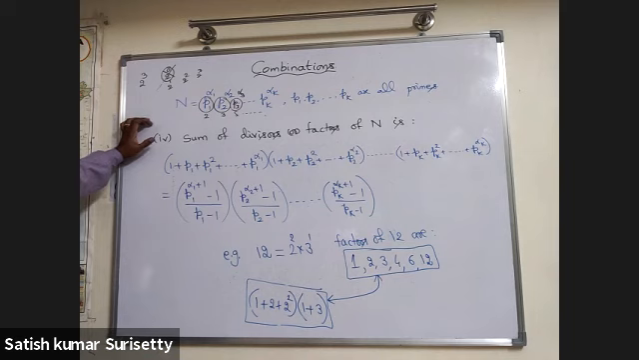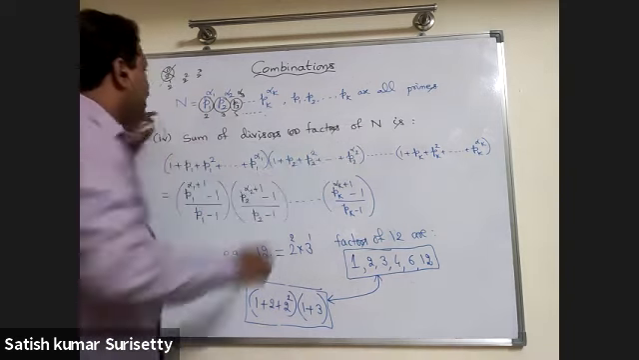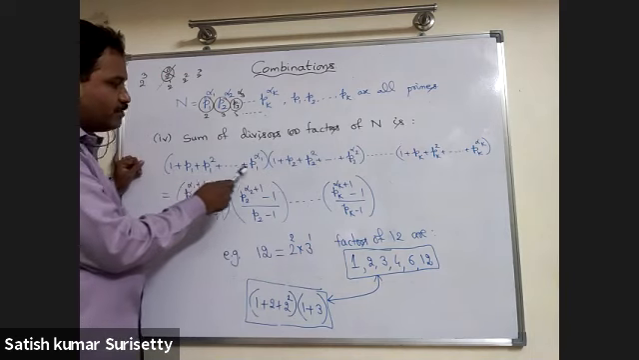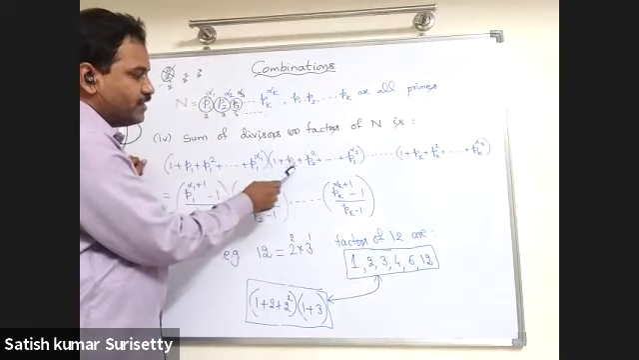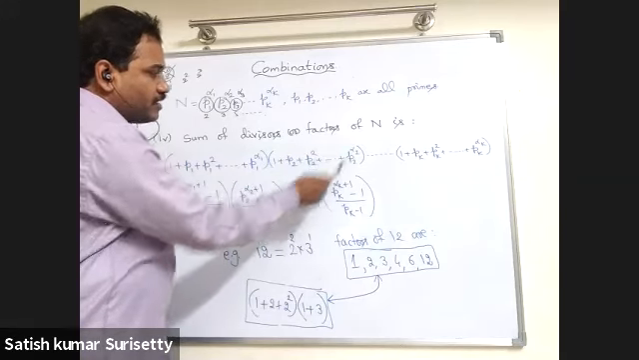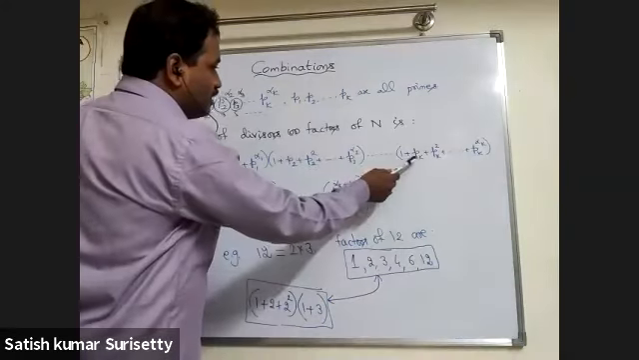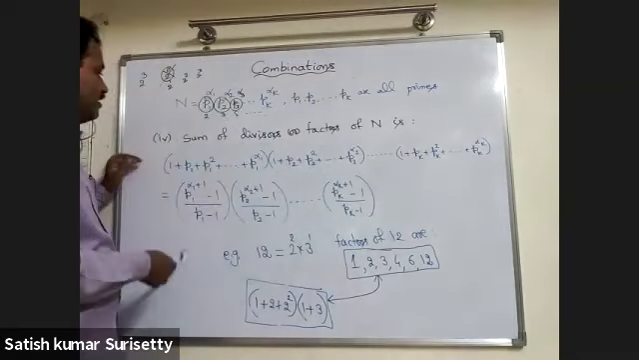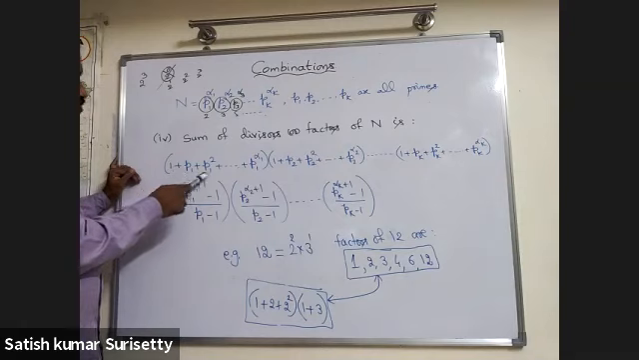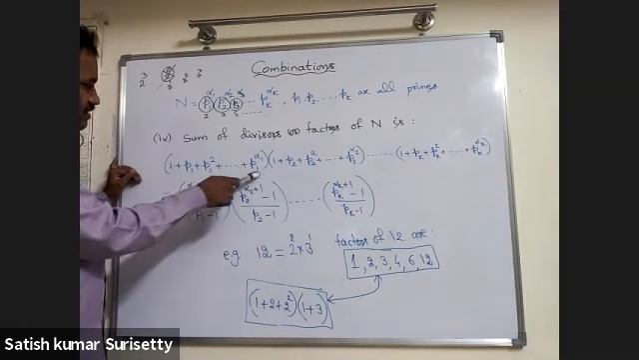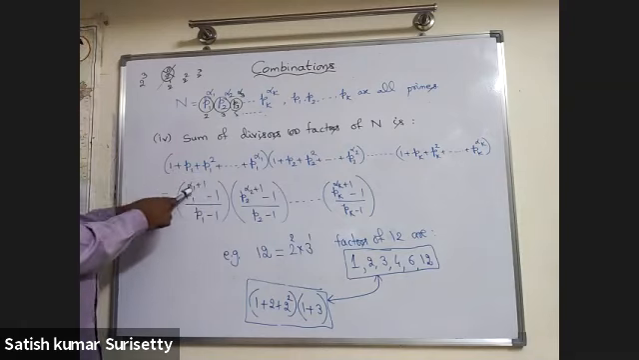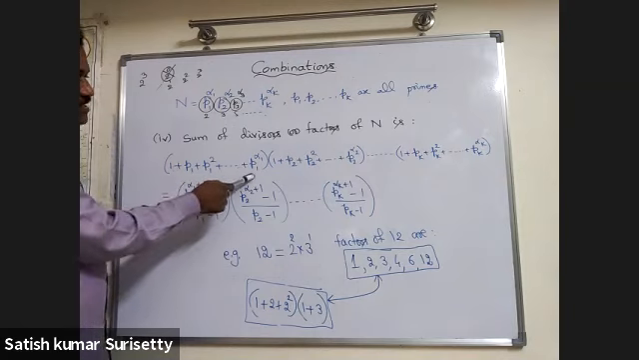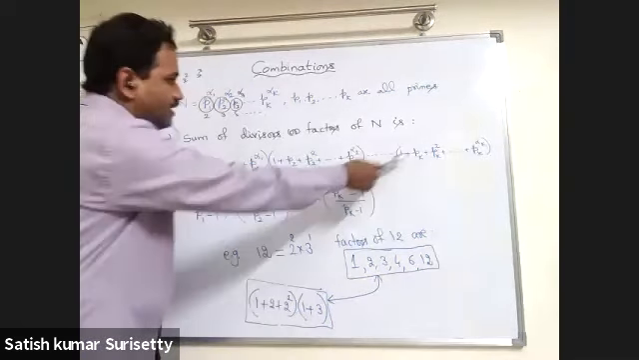So the next is the sum of divisors or factors of n, which is (1 plus p1 plus p1 square and so on, p1 to the power of alpha 1) into (1 plus p2 plus p2 square and so on, p2 to the power of alpha 2) and so on, (1 plus pk plus pk square and so on, pk to the power of alpha k). Now if I observe this 1 plus p1 plus p1 square and so on, it is a geometric progression, and this can be written as (p1 to the power of alpha 1 plus 1 minus 1) upon (p1 minus 1), because the number of terms is alpha 1 plus 1. In the same manner for the second and so on.